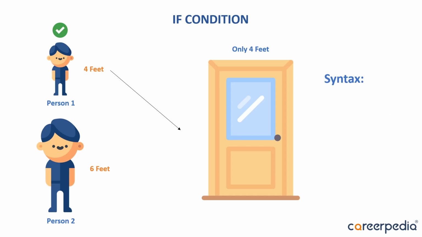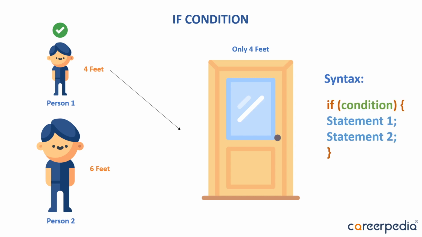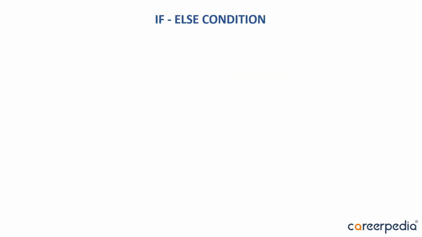So this is the syntax. If the condition is satisfied, then we perform some task. Statement 1 or statement 2 here signifies that some task is being performed. So this is what the if condition is. You might ask the question, what will we do with person 2, because we have not given any instruction to person 2? What if he is not able to go in the 4 feet tall door, then what must he do? For that, we have another condition which is if else.